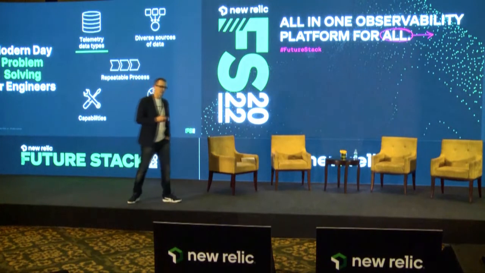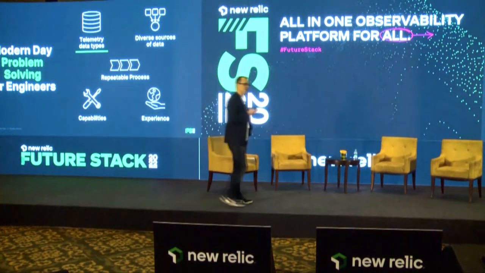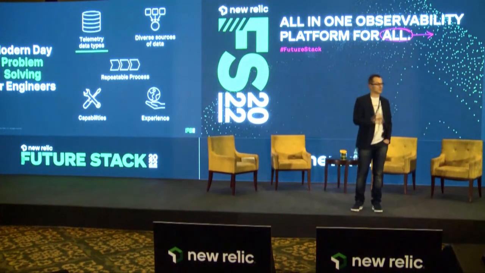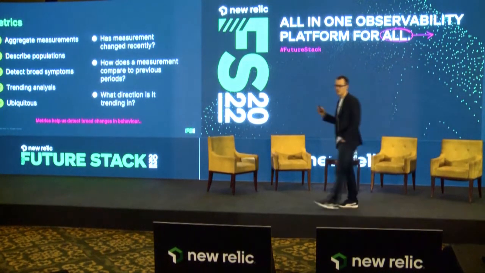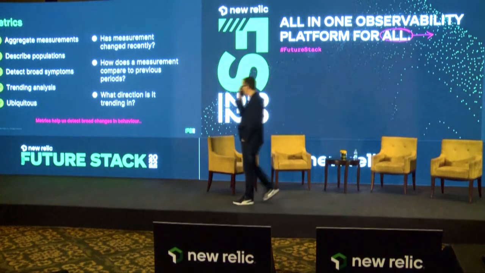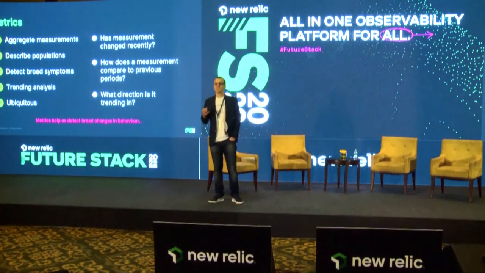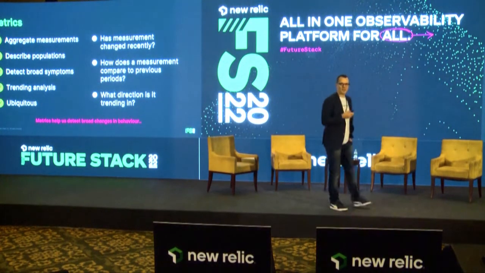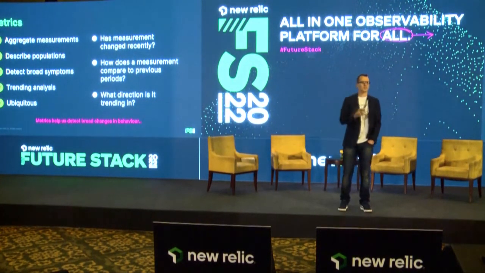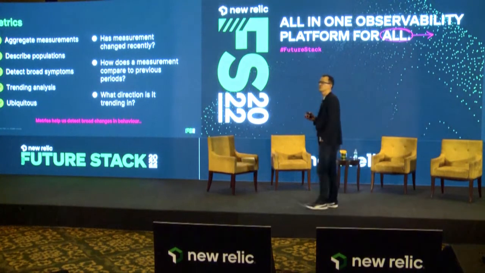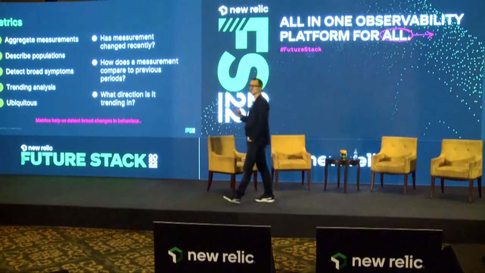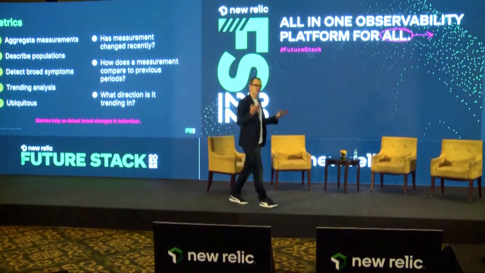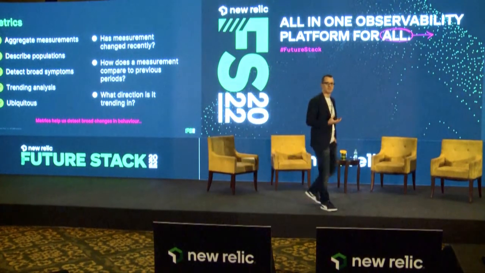All right, so let's understand more deeply the different types of telemetry data and how we should use them, right? So everyone talked about metrics today. Metrics simply put are aggregate measurements of events over time intervals. And that should give you a hint of what they're good at and what they're not good at. Right? Metrics are good at describing populations. They're good at describing broad symptoms, but they're actually not good at describing narrow symptoms.